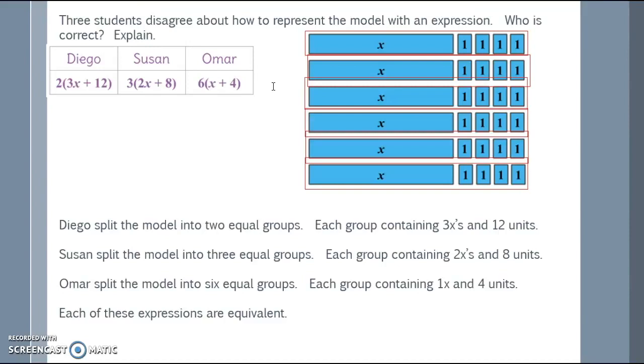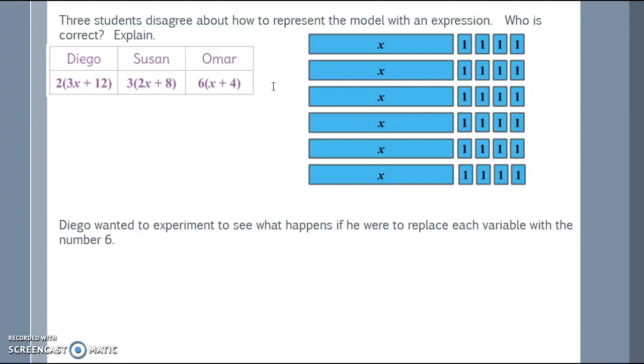Therefore, we can say that each of the expressions are equivalent because overall they use the same amount, just represented in different ways to model. Diego wanted to experiment to see what happens if he were to replace each variable with the number 6.